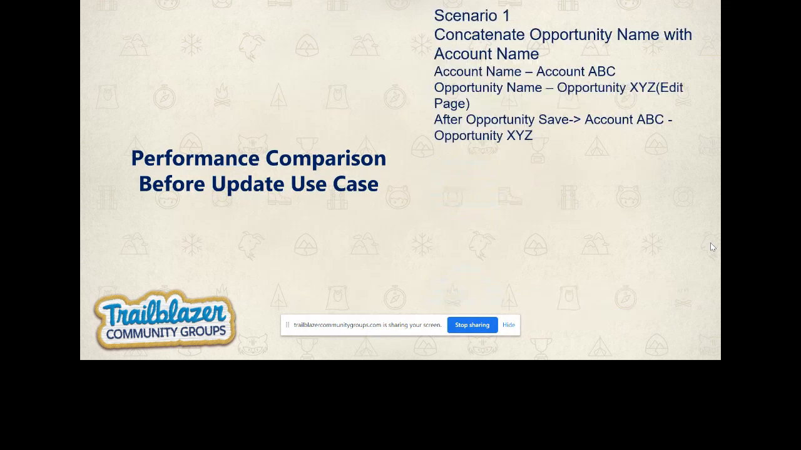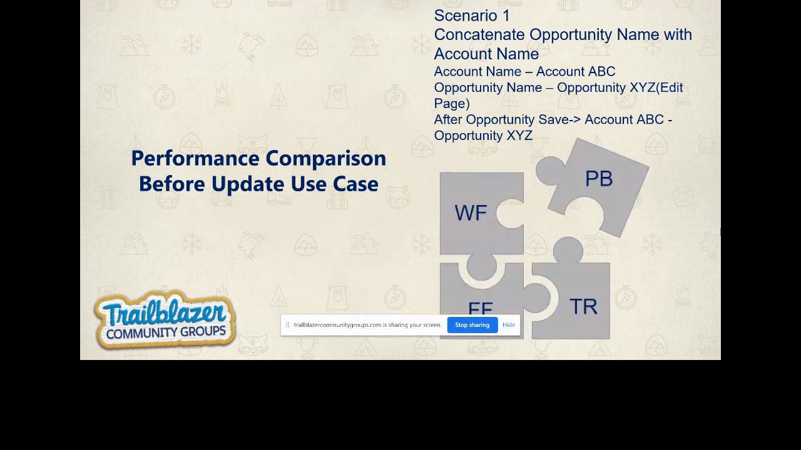This is my first scenario. I would like to concatenate the opportunity name with the account name whenever we create a new opportunity. As an example, if the account name is account ABC and the opportunity name is opportunity XYZ, once the opportunity is saved, I would like to see the opportunity name as account ABC hyphen opportunity XYZ. So this is a simple scenario, right?